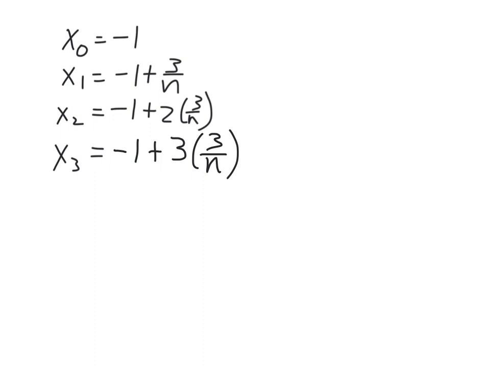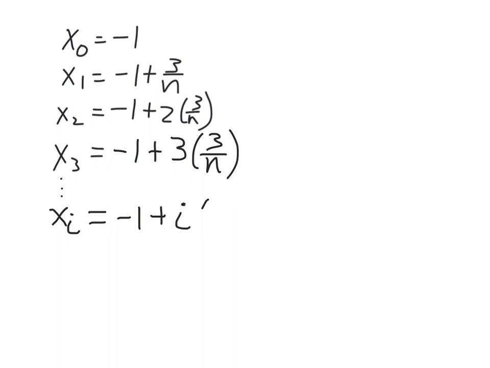What we need is, as we look at the generalization here, what is x sub i? We're going to look for a formula to say, whether we're in the 10th interval or the 100 millionth interval, x sub 10 or x sub 100 million would be what? And we can create this formula here. All of these start at negative 1 and then plus what?